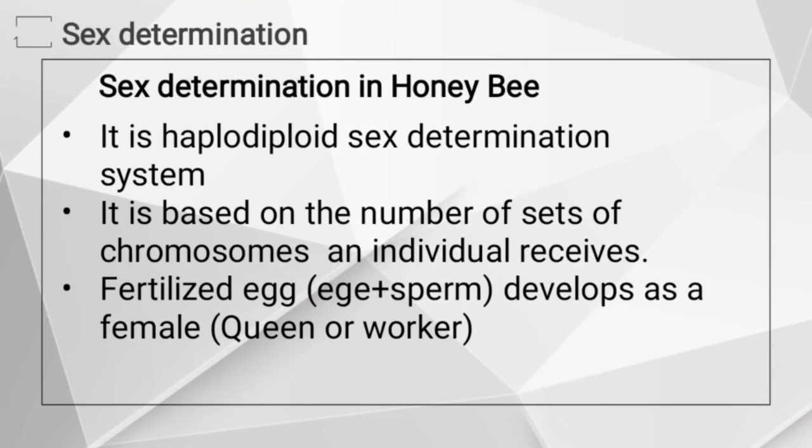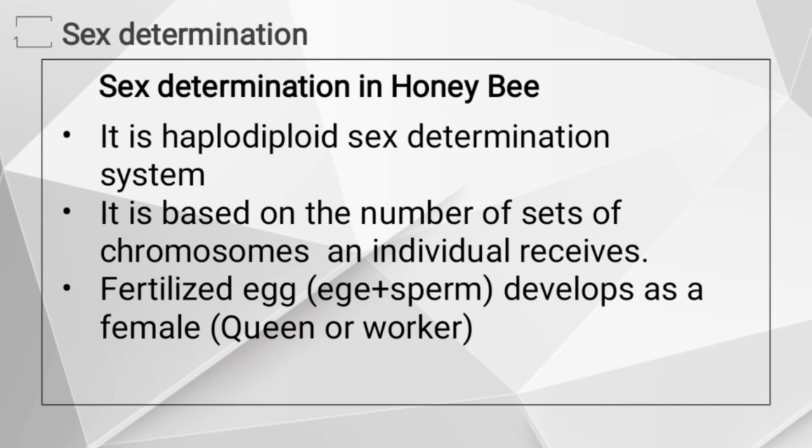Sex determination in honeybee. Honeybees show a special kind of sex determination, that is haplodiploid sex determination. It is mainly based on the number of sets of chromosomes an individual receives.